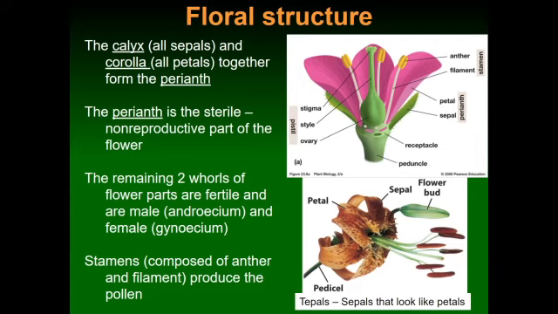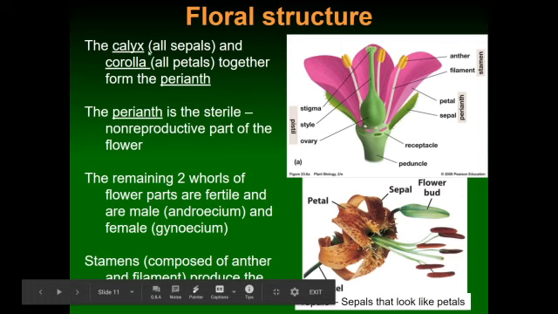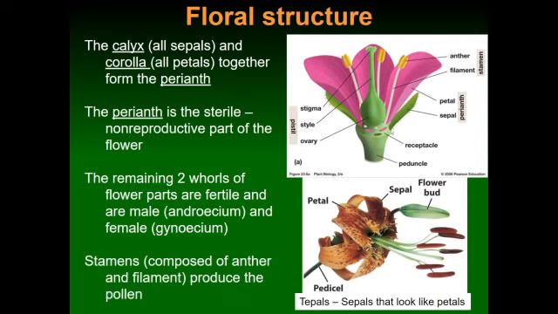Okay, so let's go over our terms. So we've got the calyx. This is a collective term for sepals. So sepals are the green things that usually cover the flower. They're usually protective. They're usually green, although not always. There's lots of variation in these. But when you talk about all of the sepals together, that's the calyx.